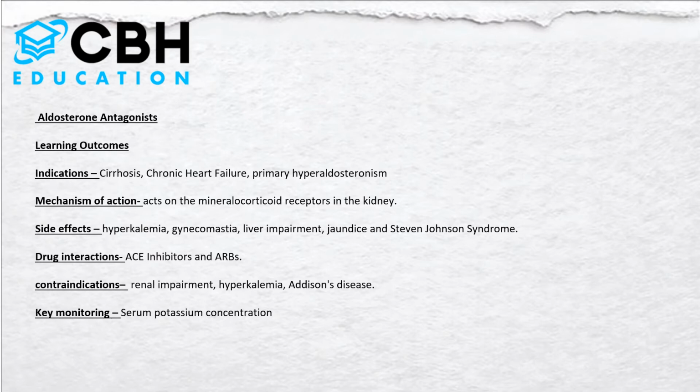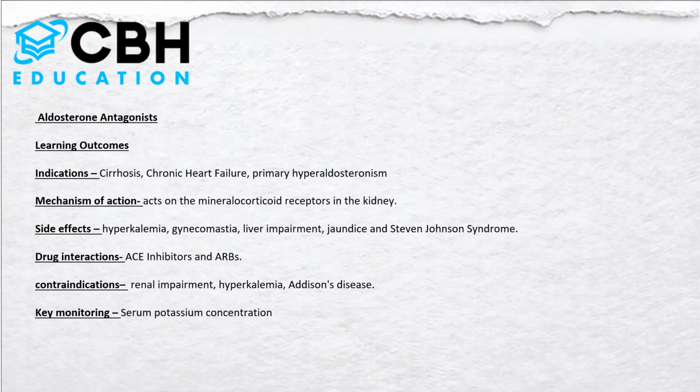primary hyperaldosteronism. Side effects are quite typical: hyperkalemia, gynecomastia, especially with spironolactone, liver impairment, jaundice, and Stevens-Johnson syndrome. Drug interactions tend to be with the ACE inhibitors and the ARBs, although you tend to monitor these with the U&Es. Contraindications include renal impairment, hyperkalemia, and Addison's disease. And one of the key monitoring parameters is the serum potassium concentration. So as mentioned before, it's really essential that you do monitor the U&Es.